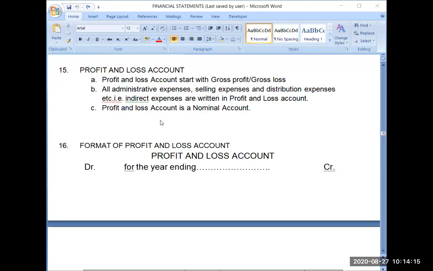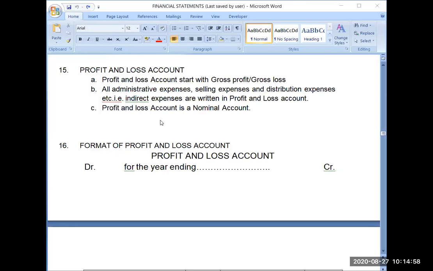And what do we write in trading account? We write direct expenses in the trading account. All indirect expenses are recorded in profit and loss account. Means the expenses which are not clearly associated with the goods produced or purchased. The cost which cannot be directly allocated to the goods produced or purchased, that is known as indirect expenses. And these types of expenses are always recorded in profit and loss account.